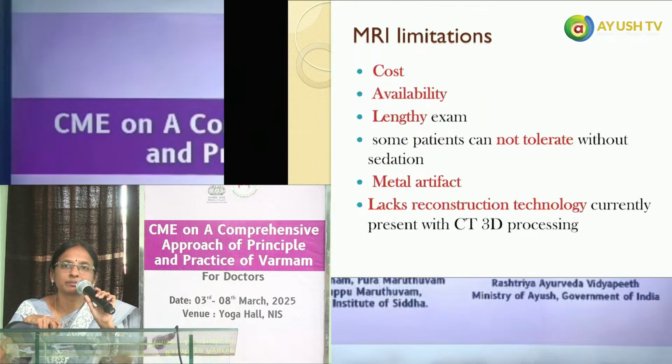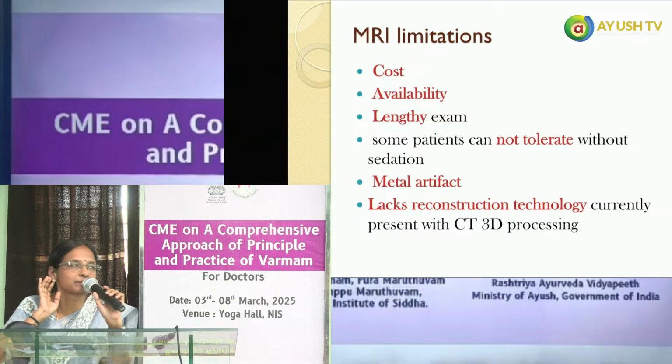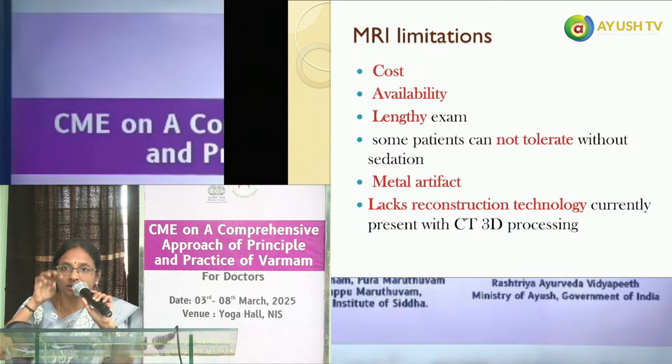So the limitations will be cost. For an ordinary trauma you can't immediately ask for an MRI scan. So definitely it is expensive. Availability is lesser: only in tertiary or bigger diagnostic centers or tertiary hospitals can you have an MRI scan. And it is a lengthy examination, more than 40-45 minutes. You should not spend so much money and time just to look at a fracture. So if there is a real indication and other things are required, then we will go for an MRI scan.